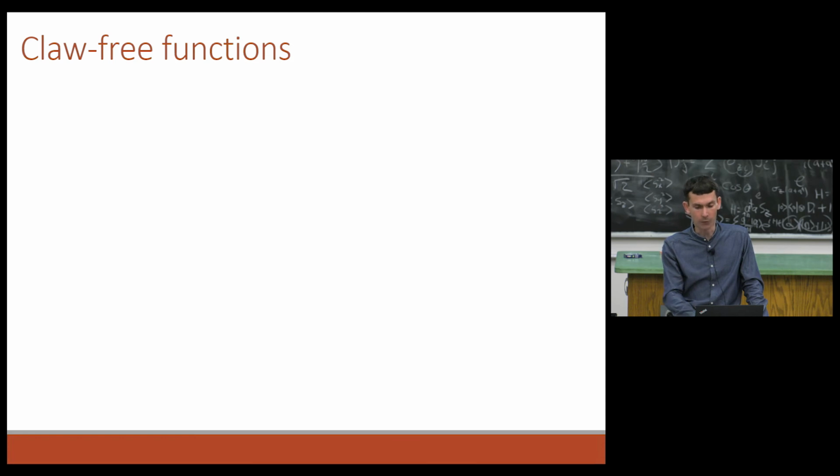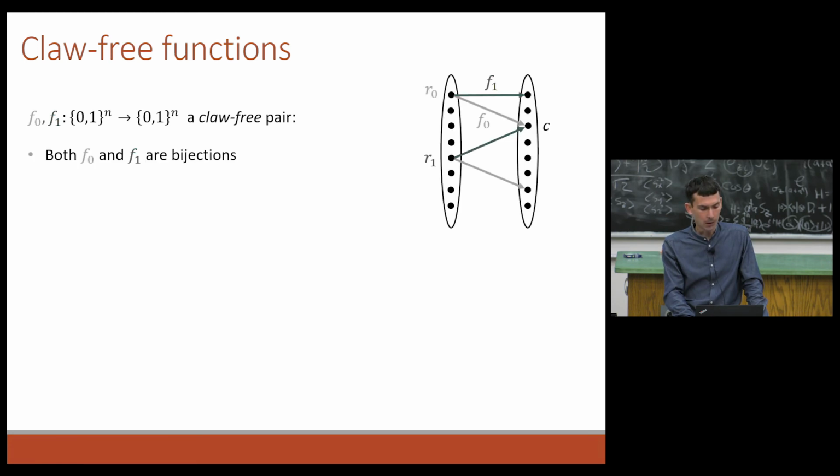The way that's going to be relevant for the quantum version is using something called claw-free functions. For those of you who know, it's a slightly refined version of a collision-resistant hash function. But here's what it is. It's just a pair of functions, classical functions from n bits to n bits, that have special properties. The first property is that both of them are bijections. And because both are bijections from the same domain to the same range, any point in the range has exactly one preimage by f0, and exactly one preimage by f1.